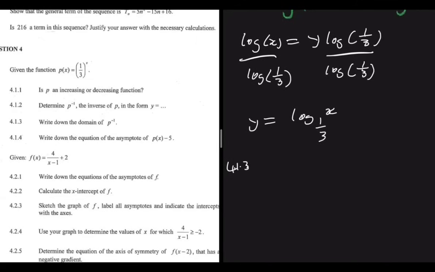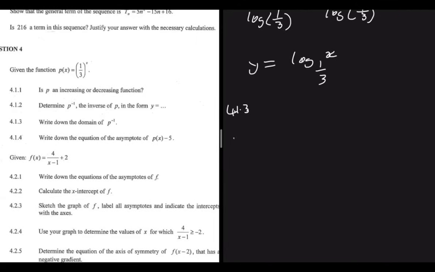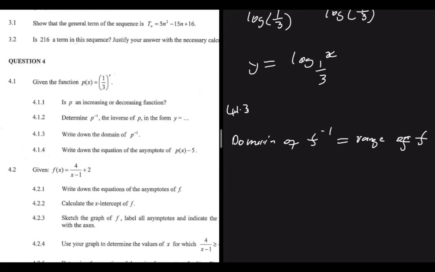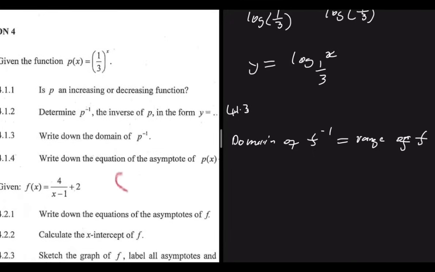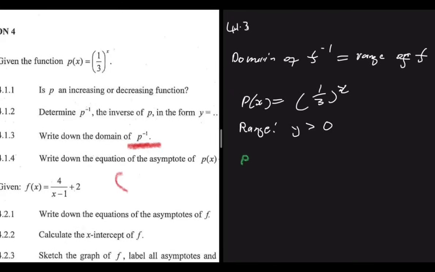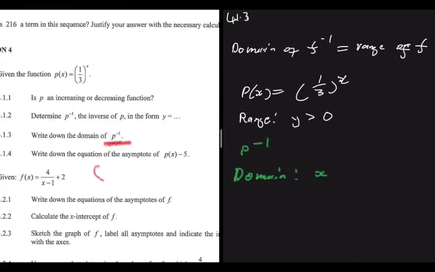4.1.3, let's write down the domain of p inverse. What I want you to know is that the domain of f inverse is equal to the range of f. So we're looking for the domain of p inverse, and we can find it by just finding the range of p. For our function p of x equal to 1 divided by 3 to the x, you can see that the range is going to be y greater than 0. So the domain of p inverse will be x greater than 0.